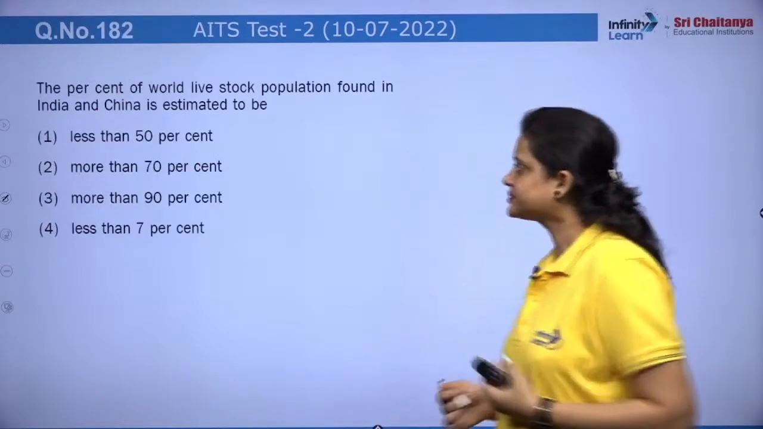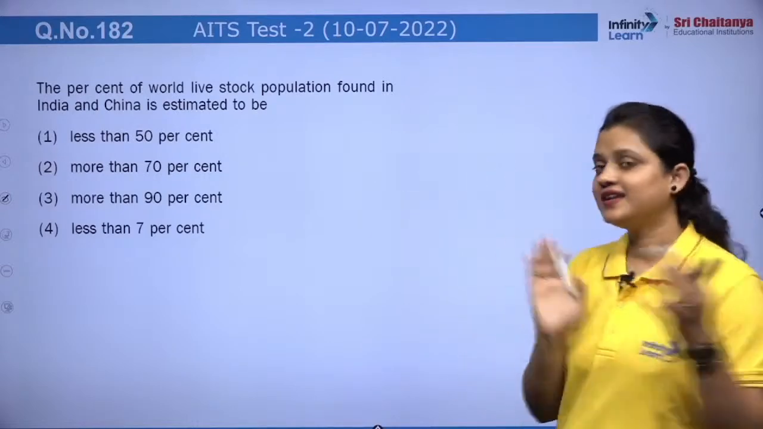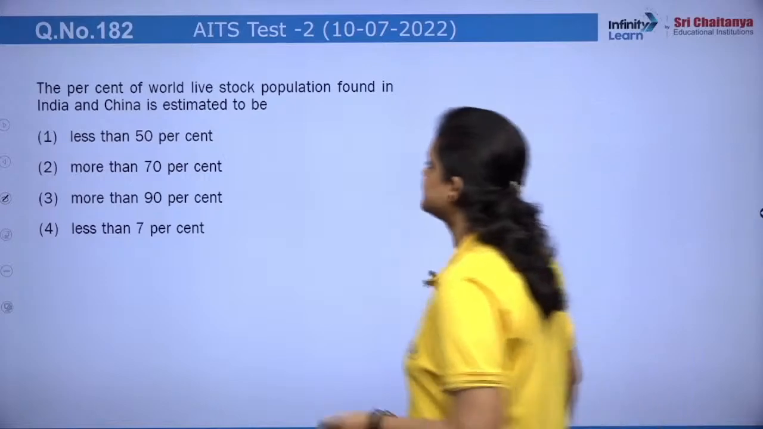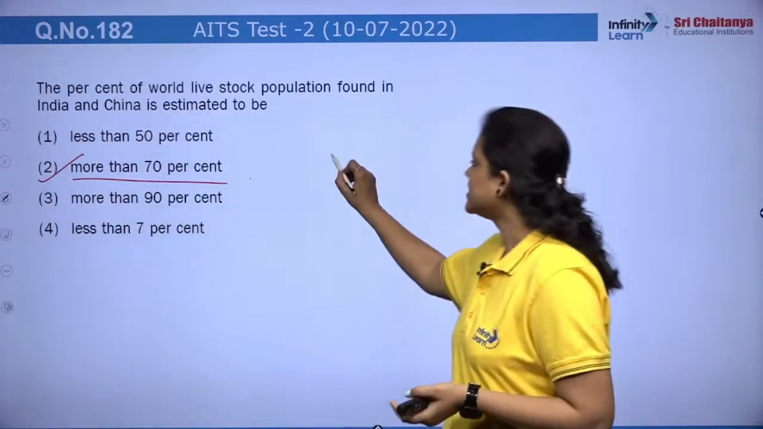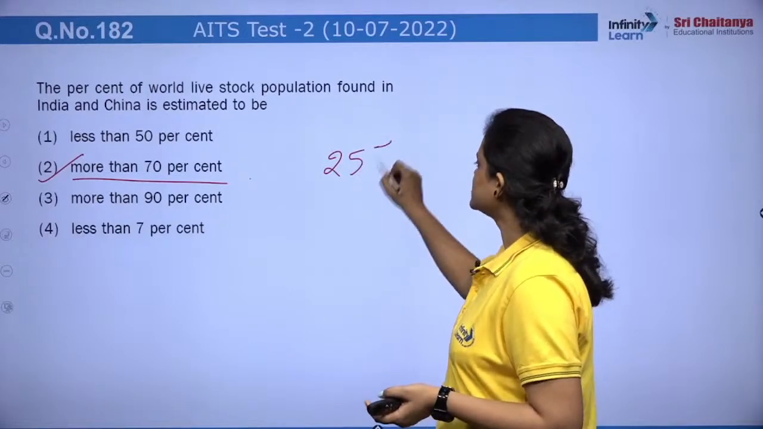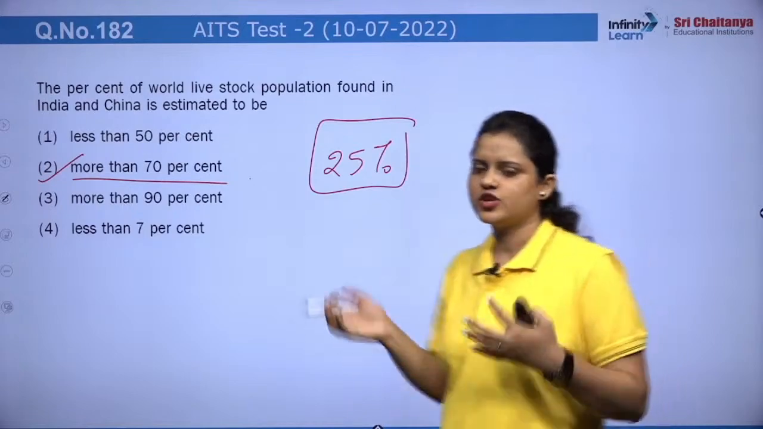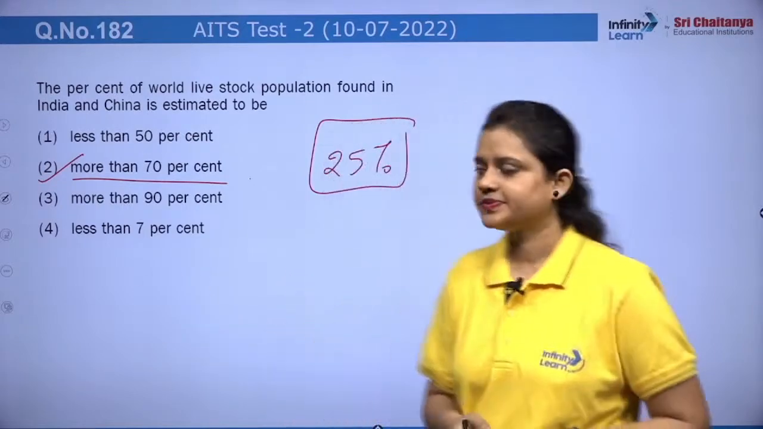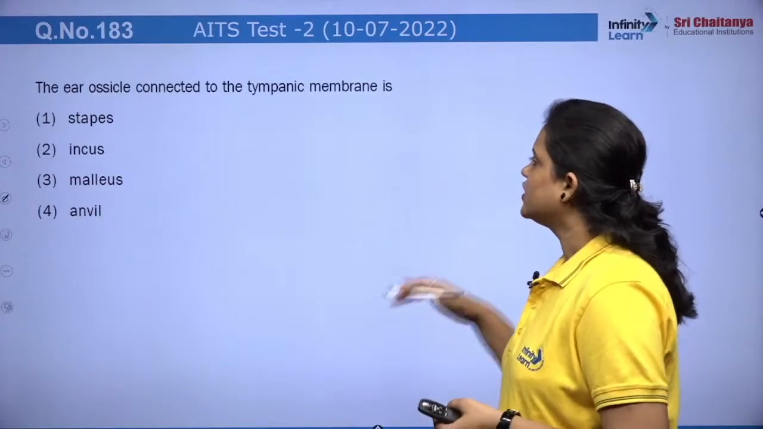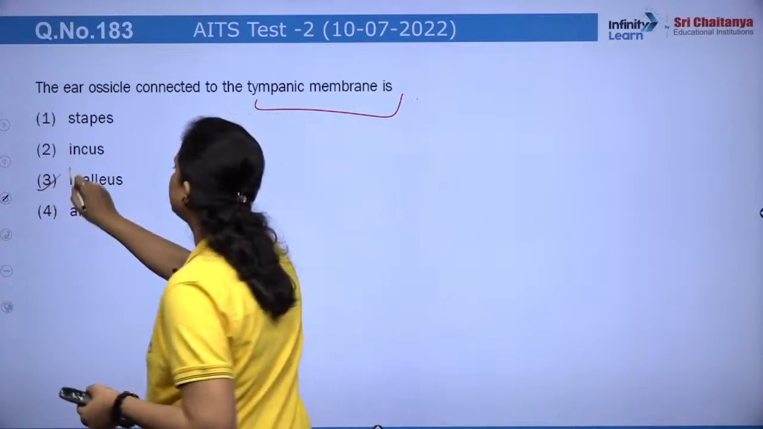Okay. The percentage of world livestock population found in India and China is estimated to be more than 70%, but their contribution to the produce is only 25% because of lack of knowledge, lack of education, lack of technology, right? The ear ossicle connected to the tympanic membrane is the malleus.